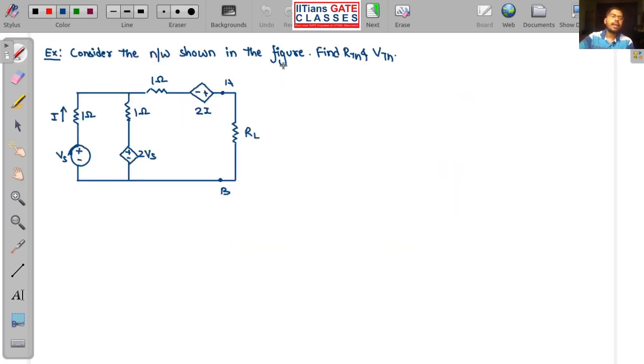Now the next example we have is what? Consider the network shown in the figure, find RTH and VTH you need to find. So here in the circuit you can see what? There is one dependent source, okay, and it is dependent what? It is current controlled, voltage controlled what? It is voltage controlled voltage source. So this is my voltage controlled voltage source. I need to find RTH and VTH across the terminal AB.